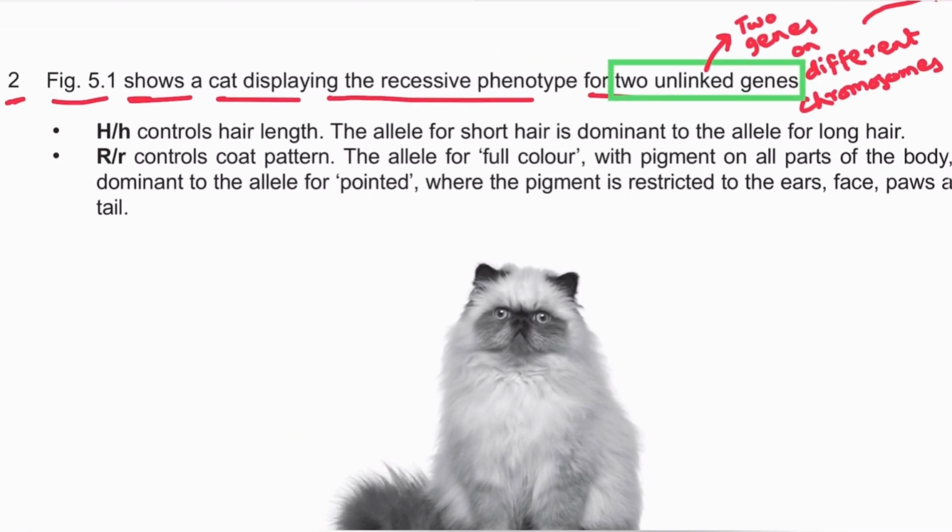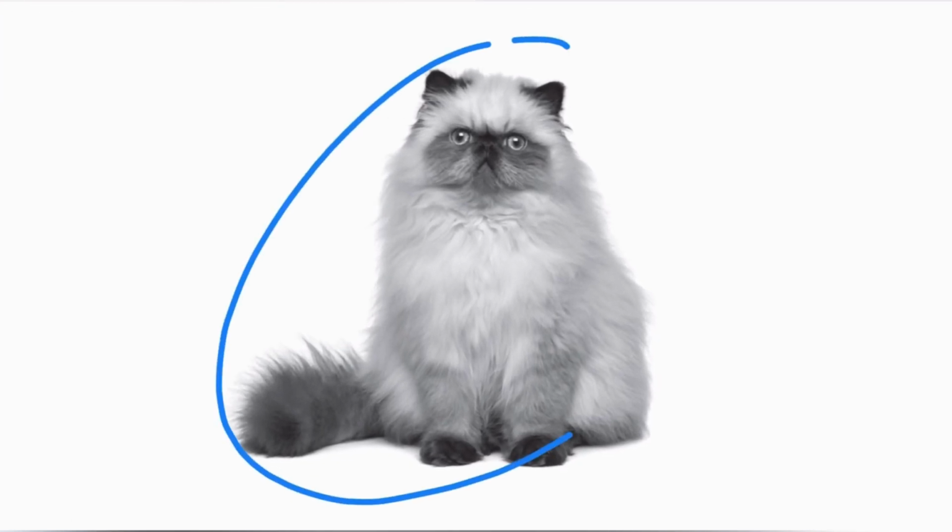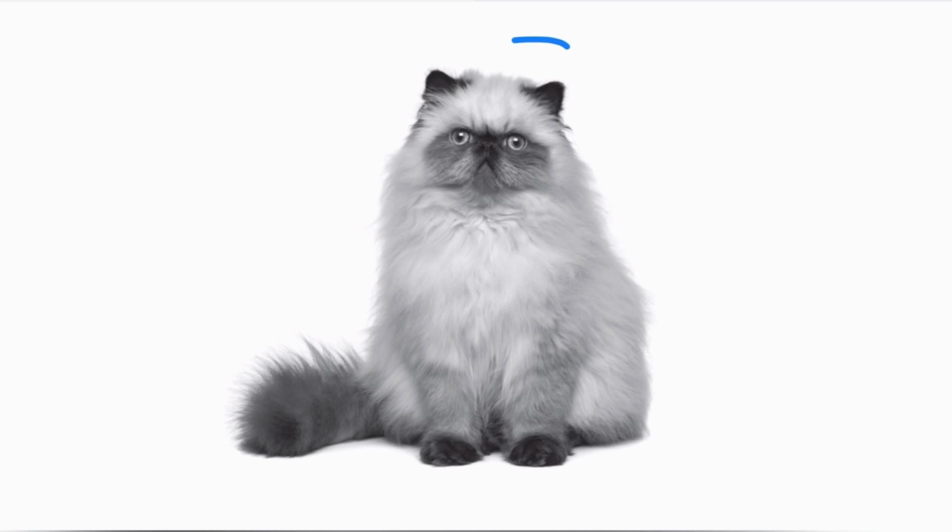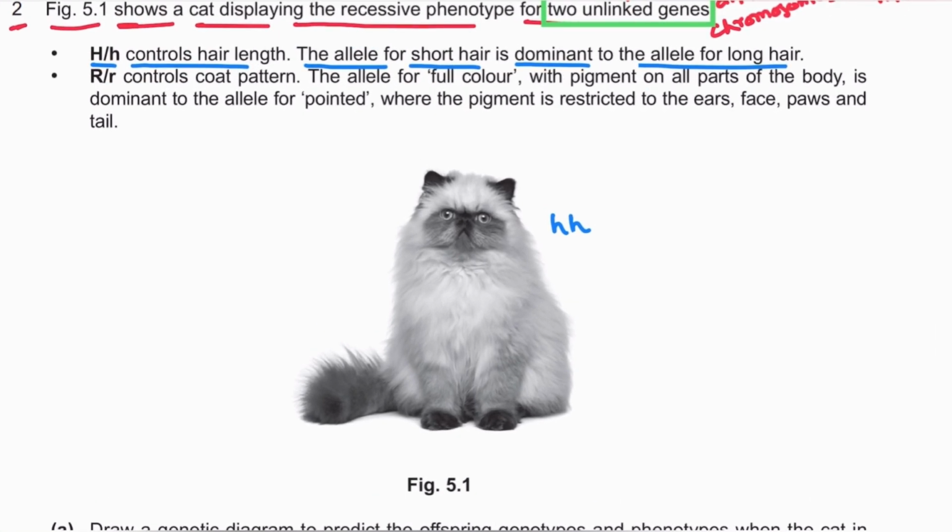Let's read the question. Capital H, small h controls hair length. So this is a gene out of the two that is controlling hair length. The allele for short hair is dominant to the allele for long hair. So guys, this cat has long hair, which is a recessive trait, and for this hair length gene, the cat is homozygous recessive. It should have both small h alleles to get this recessive characteristic of long hair.